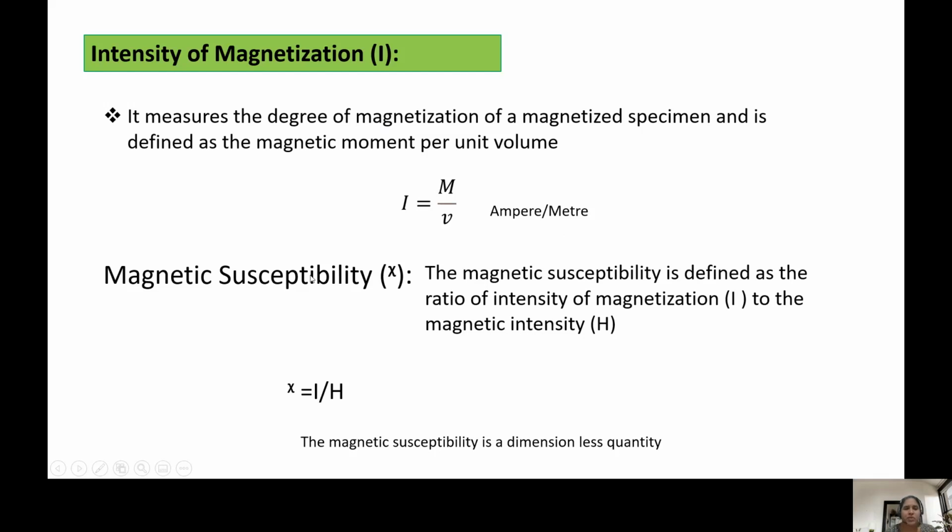And the next important parameter is magnetic susceptibility, which is represented with chi, or we can pronounce it as kappa also. The magnetic susceptibility is defined as the ratio of intensity of magnetization to the magnetic field strength, here H. So we know that if the external magnetic field is high, the intensity of magnetization is also high. So both are directly proportional, directly related to each other. That is, H is directly related to I. So the magnetic susceptibility can be written as the ratio of I and H.